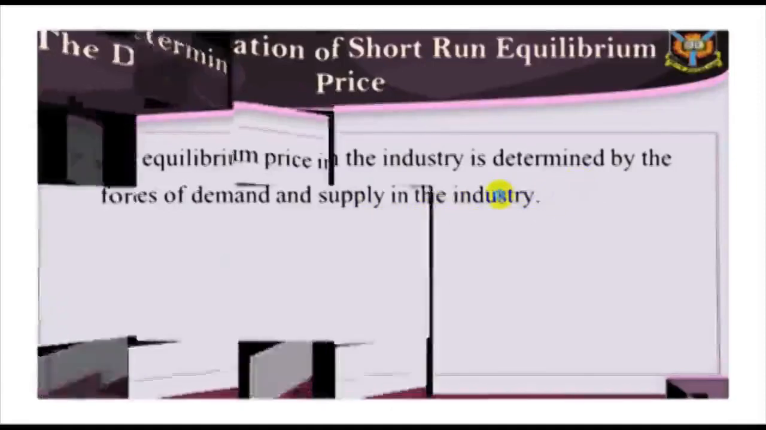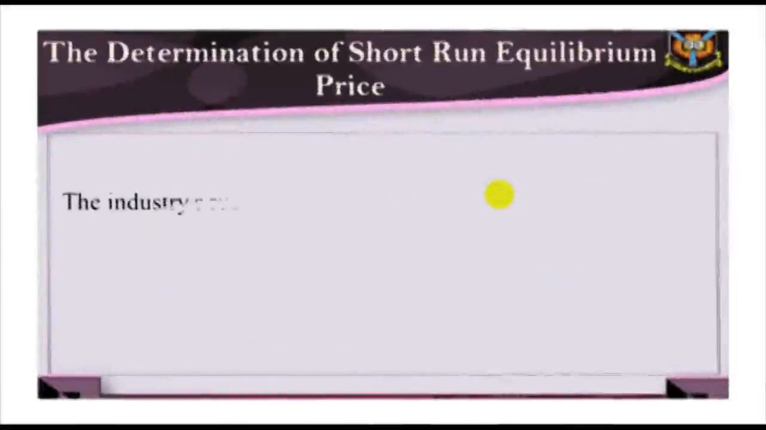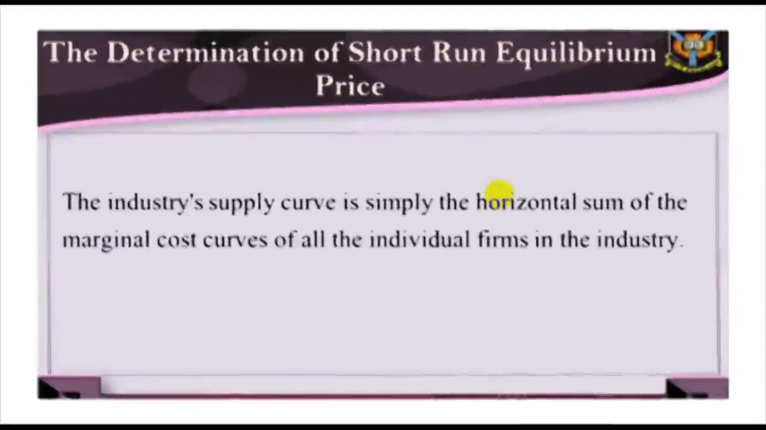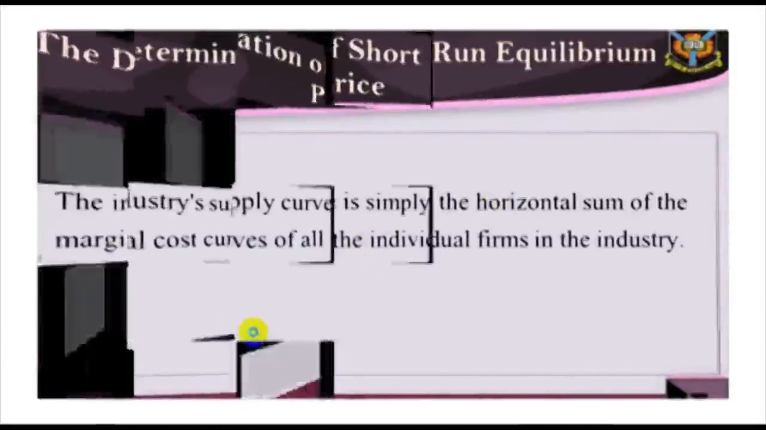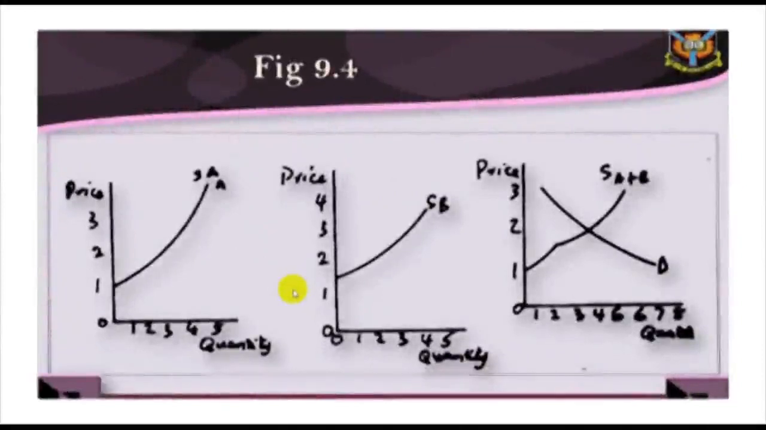The determination of short-run equilibrium price. The equilibrium price in the industry is determined by the forces of demand and supply in the industry. The industry supply curve is simply the horizontal sum of the marginal cost curves of all the individual firms in the industry. Let's assume there are 2 firms, A and B, in the industry. If their individual supply curves are shown below, then the industry supply curve is simply the horizontal summation of the 2 supply curves.